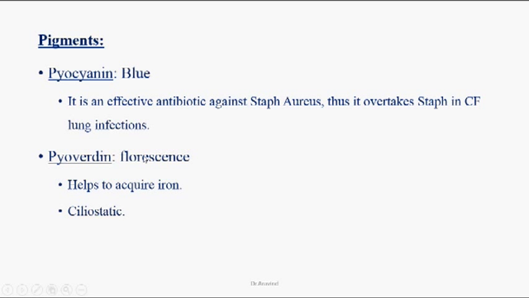They can secrete one more water soluble pigment, that is pyoviridin, which is fluorescent in color, and this pyoviridin always helps this organism to acquire iron, and this pyoviridin can also prevent the ciliary action. It is ciliostatic.